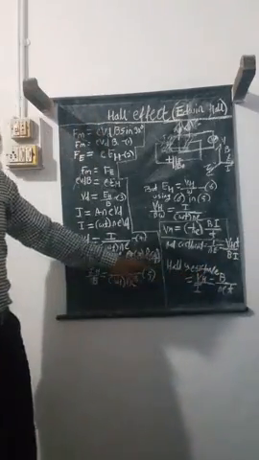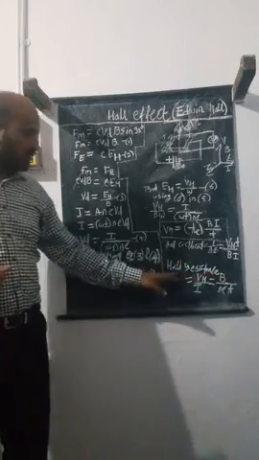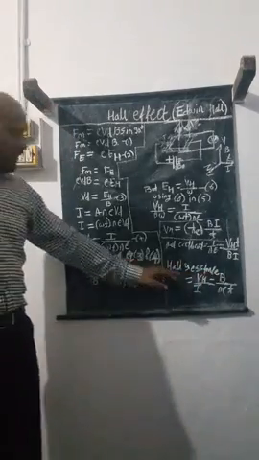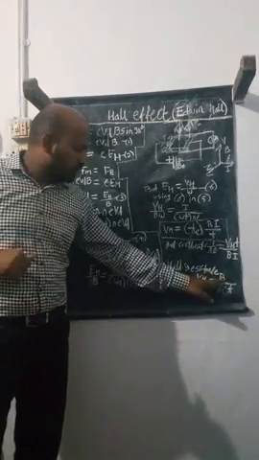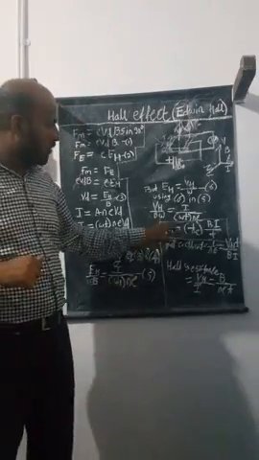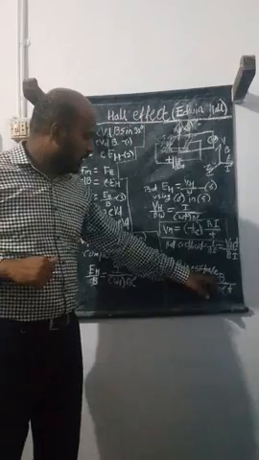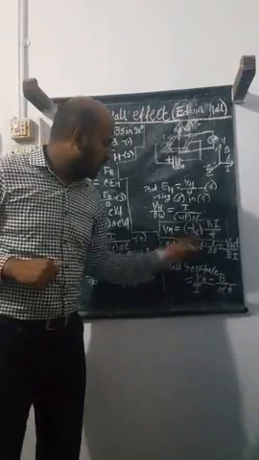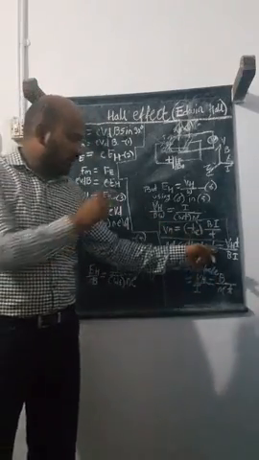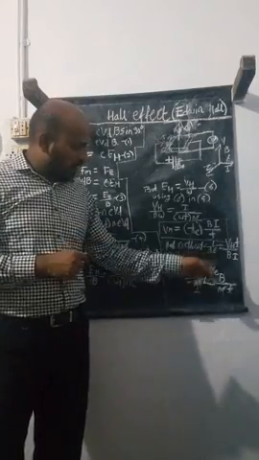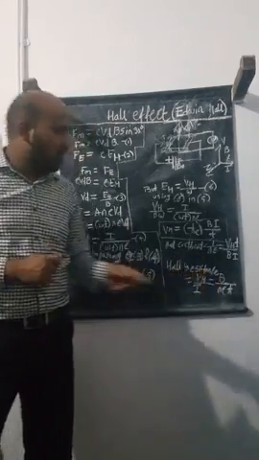Now the Hall resistance. Hall resistance is equal to voltage divided by current, that is VH divided by I. The VH value we already know: B divided by ne. You put this value in here, and I gets cancelled. So finally we get B divided by n e t.